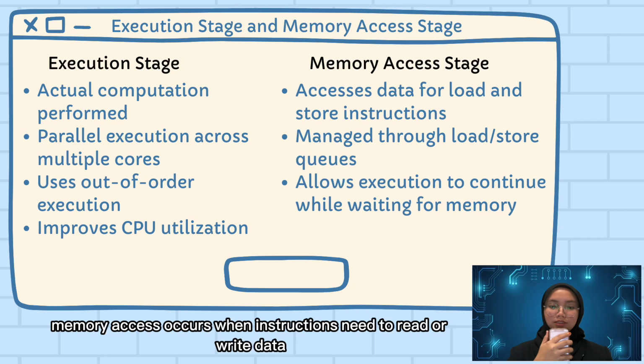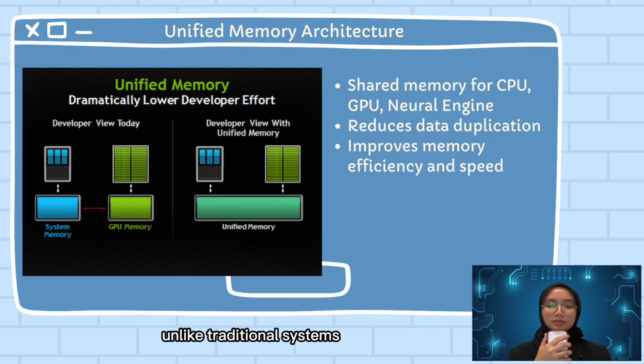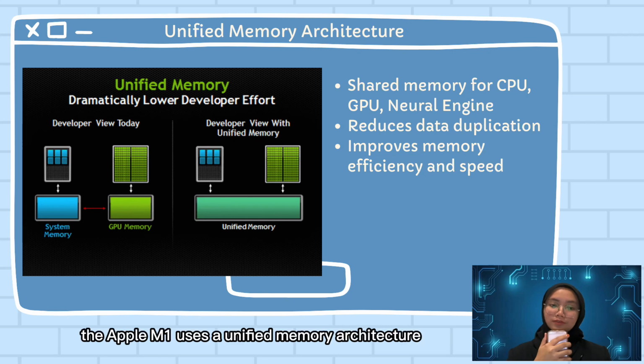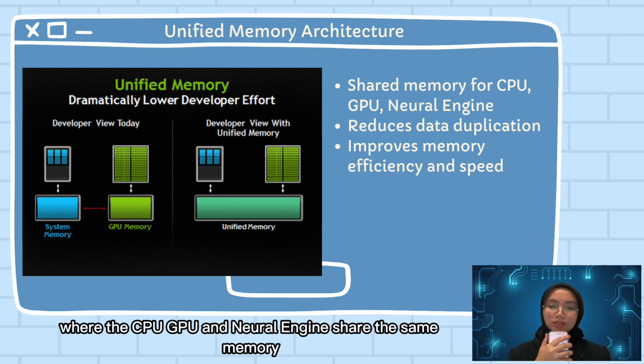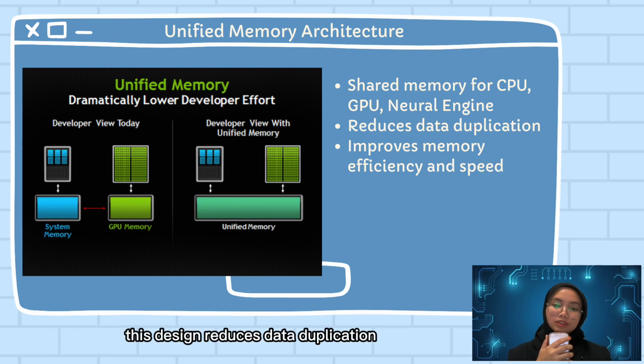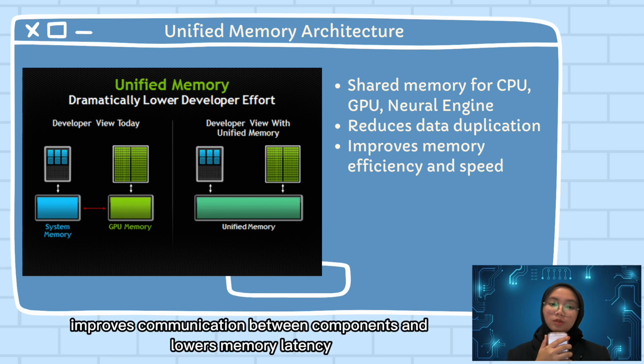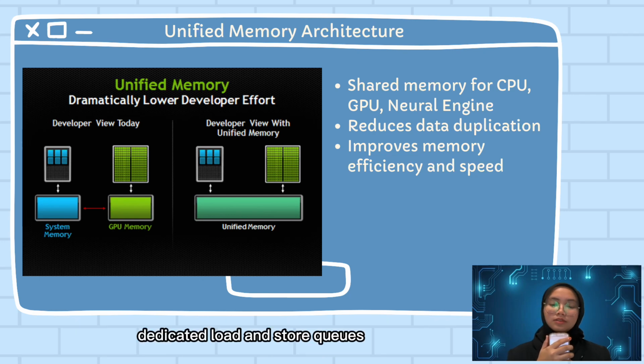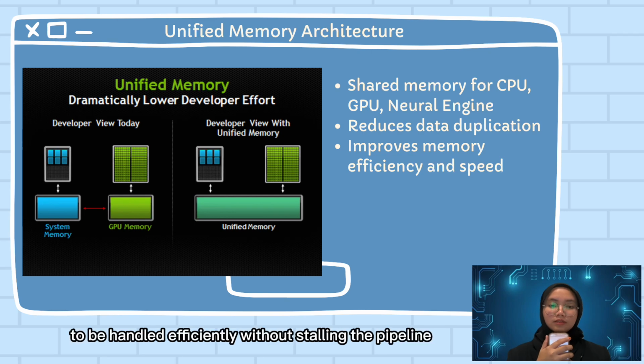Memory access occurs when instructions need to read or write data. Unlike traditional systems, the Apple M1 uses a unified memory architecture where the CPU, GPU, and neural engine share the same memory. This design reduces data duplication, improves communication between components, and lowers memory latency. Dedicated load and store queues also allow memory operations to be handled efficiently without stalling the pipeline.